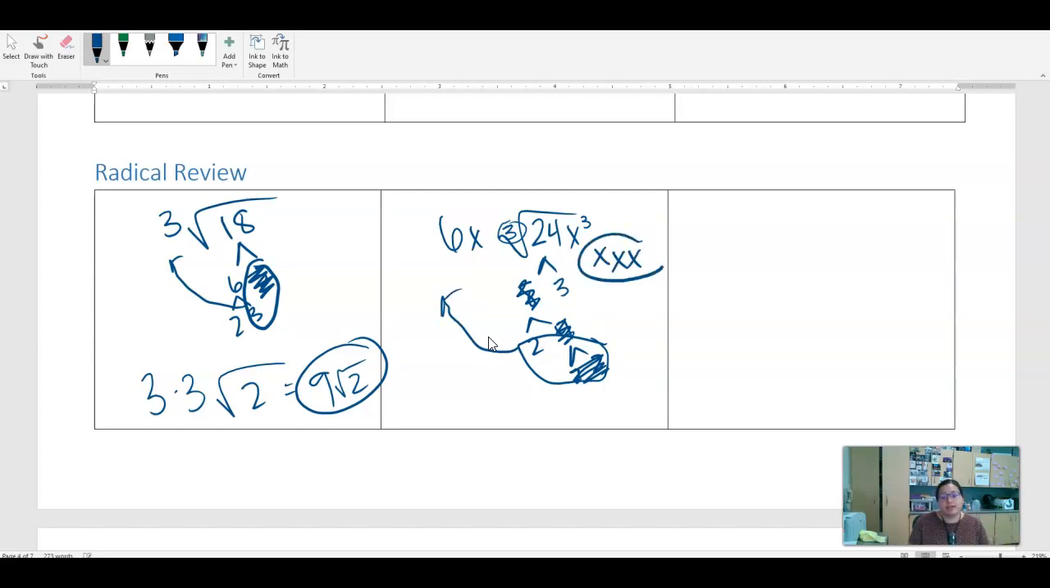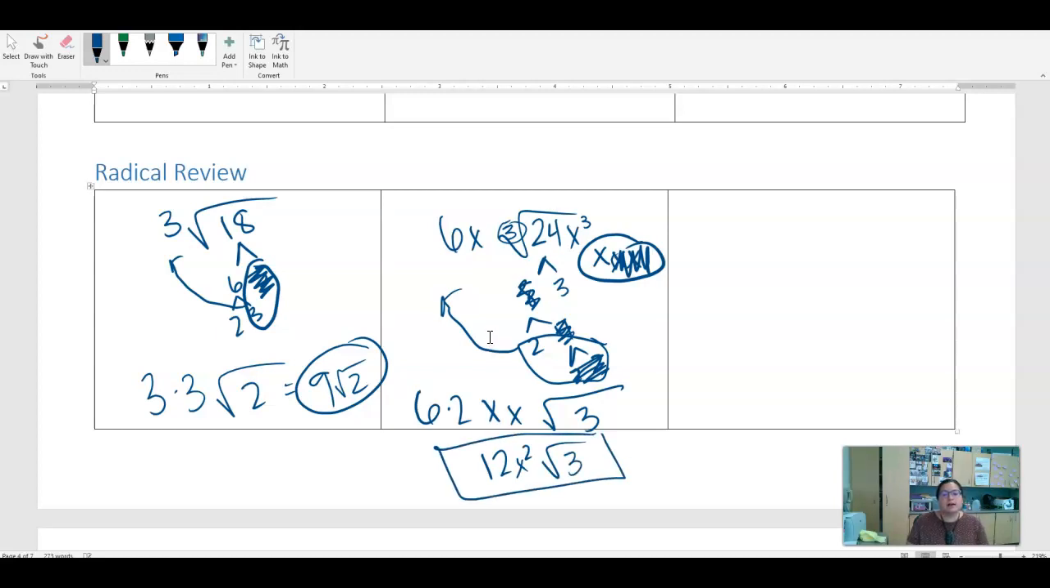You can't forget about your variables. So the x's, there's 3 x's, they form a group, break out of prison, and no snitches. So now I have a 6, a 2, an x, and an x on the outside in the free world, and I have a 3 in the prison. We multiply all the numbers together, so I get 12x squared, square roots of 3. So that is how we do radicals.